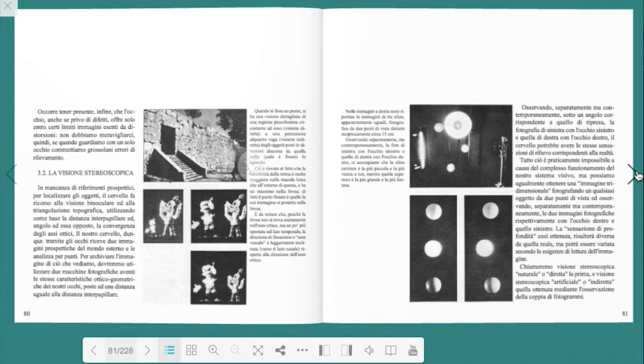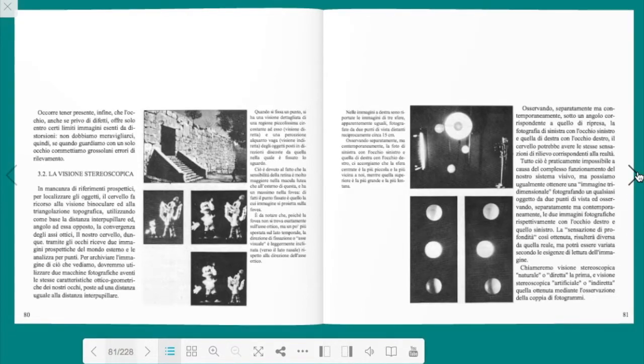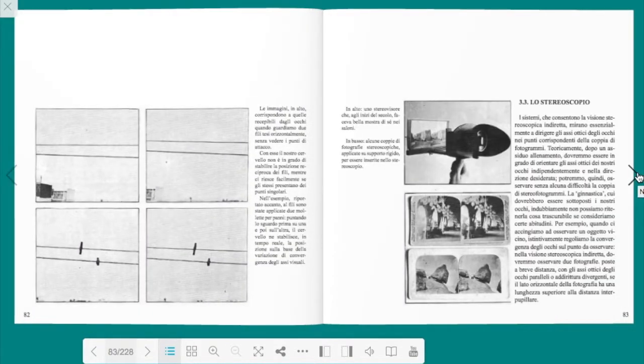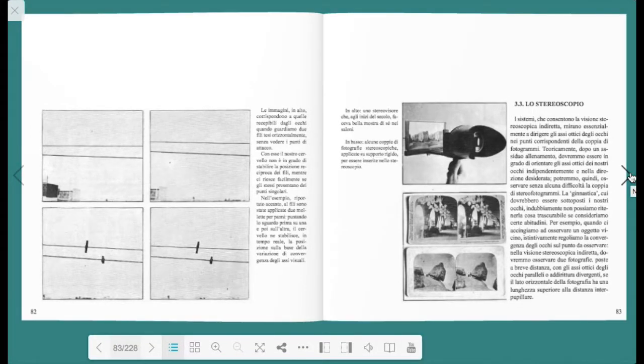We will call the first natural or direct stereoscopic vision, and artificial or indirect stereoscopic vision that obtained by observing the pair of frames. Page 82. Caption. The images above correspond to those that can be seen by the eyes when we look at two strands stretched horizontally, without seeing the attachment points. With them our brain is unable to establish the mutual position of the threads, while it is easily able to do so if they present singular points.